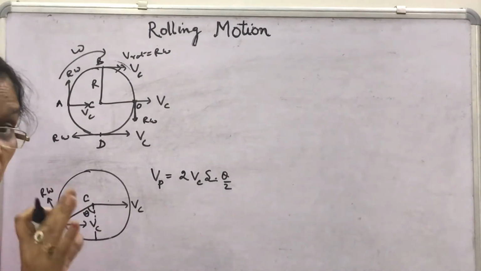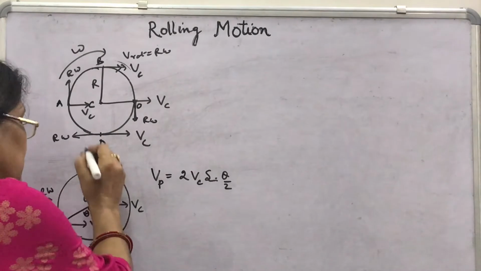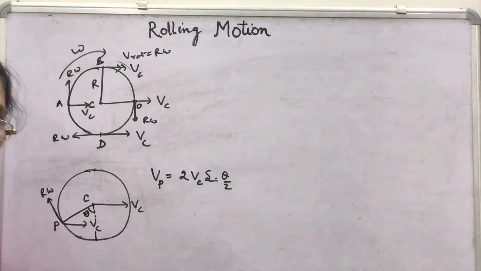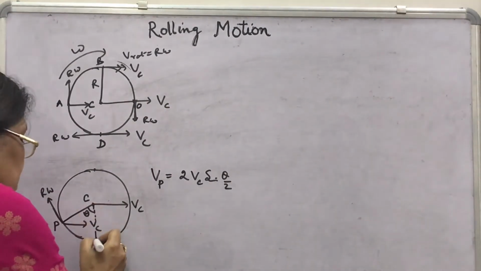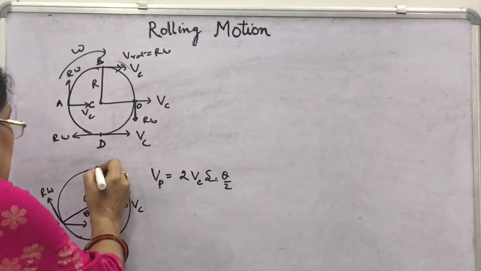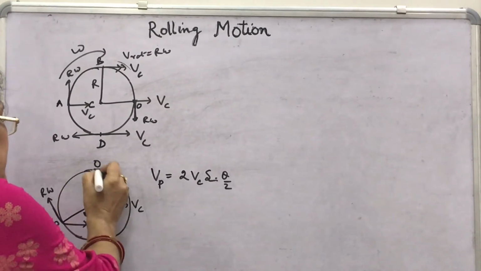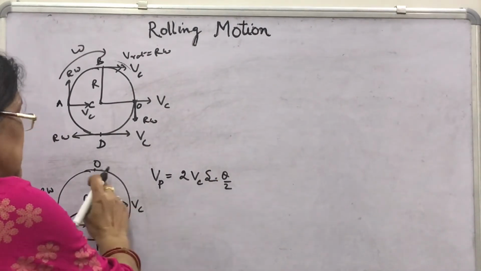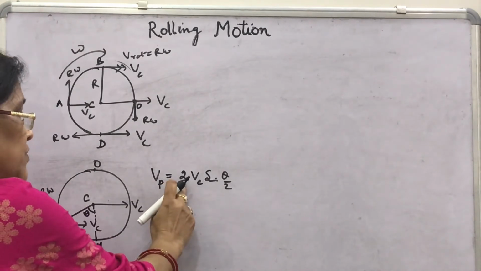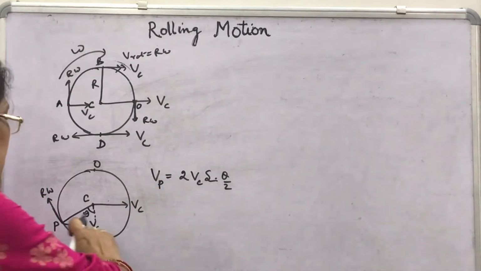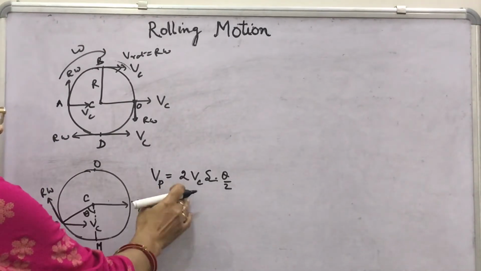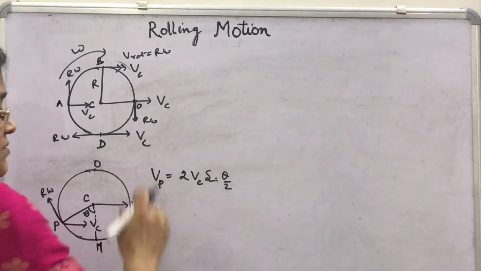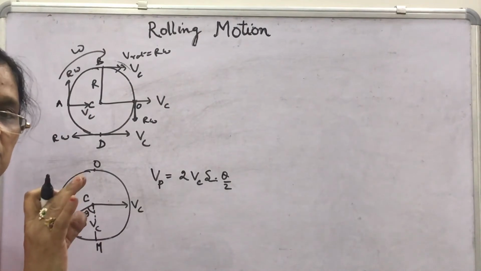Suppose the velocity is asked at the uppermost point. Look, at the lowermost point theta will be 0, and from the lowermost point M to the uppermost point, suppose O, what will be theta? 180, and 180 by 2 is 90, sin 90 is 1. So at the uppermost point the velocity will be twice of VC. So at any position you can find the velocity. That's why this relation is very important to learn to save time in competitive examinations.